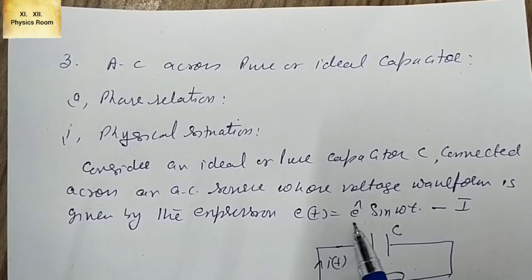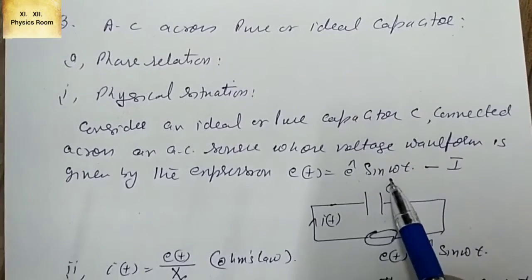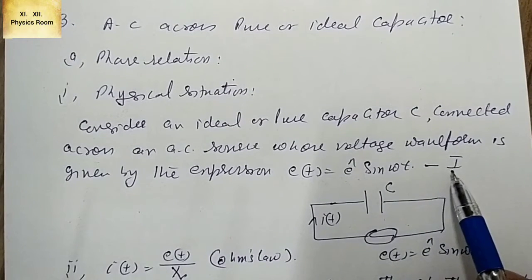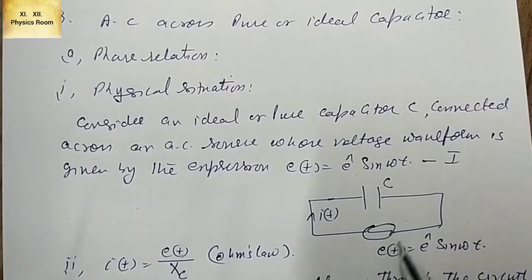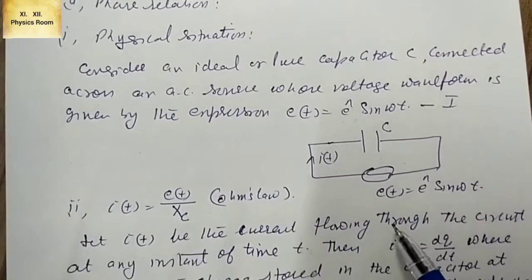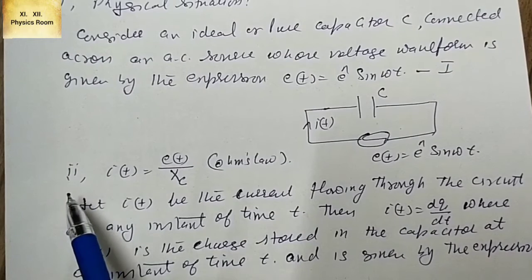e(t) is equal to E max sine omega t. Let us mark it as equation 1. This is the ideal capacitor, that is the AC source, e(t) is equal to E max sine omega t. Now we go to the second step.